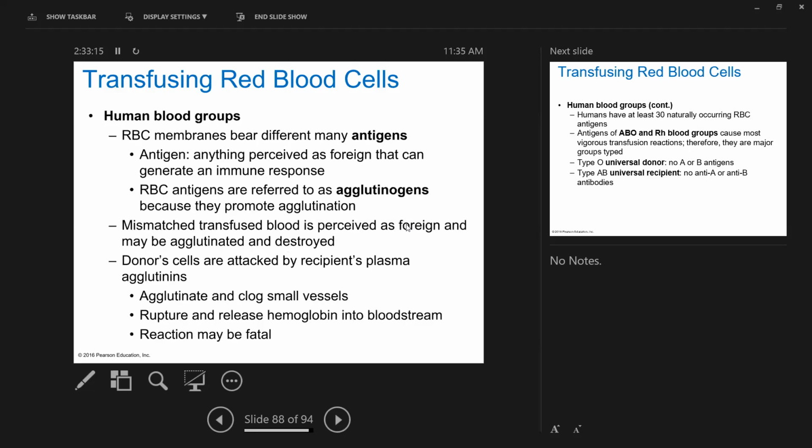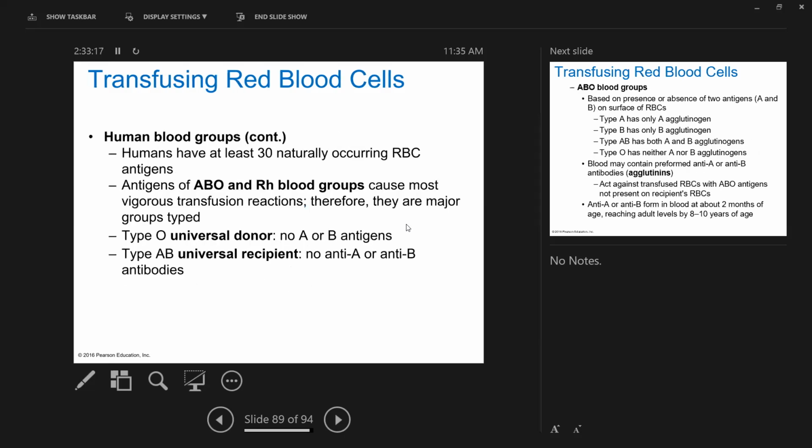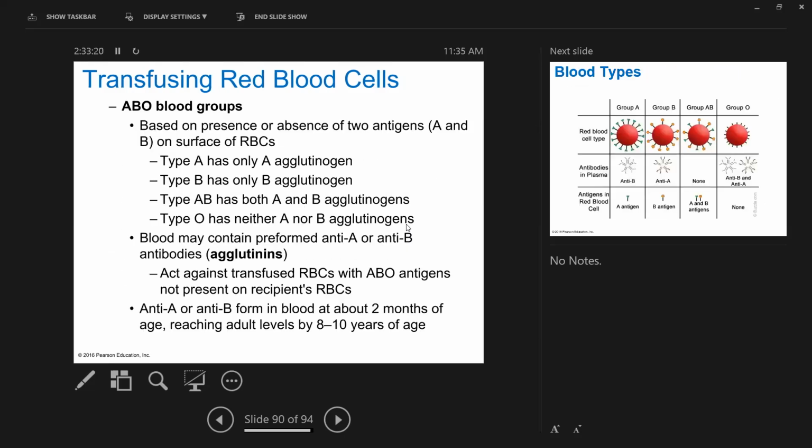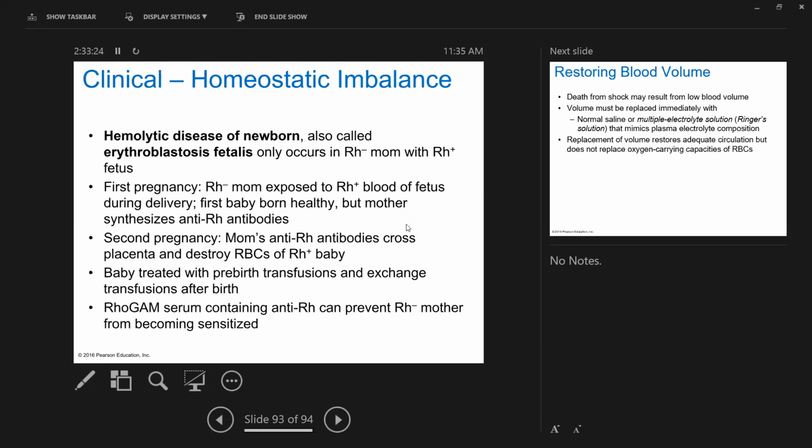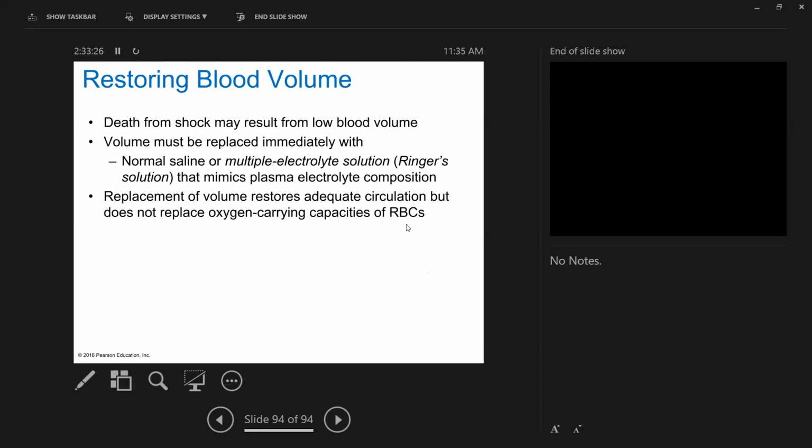We talked about blood groups already in lab, so we'll just go past that. That pretty much covers everything that we want to talk about, because we did talk about blood typing in lab, so we can stop right there.